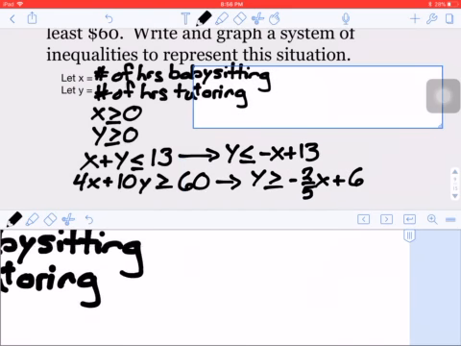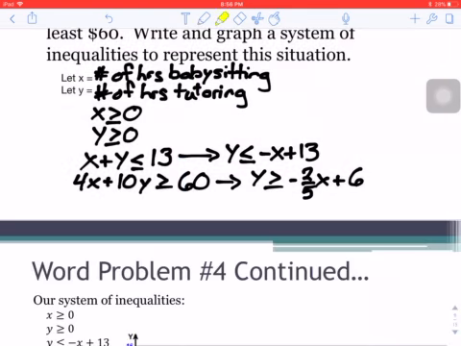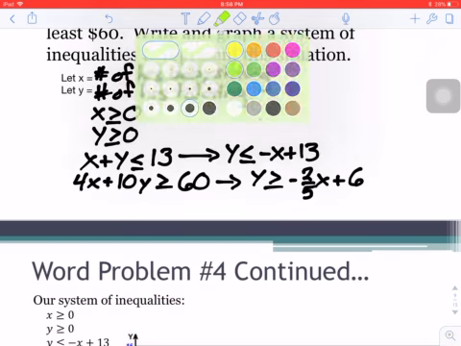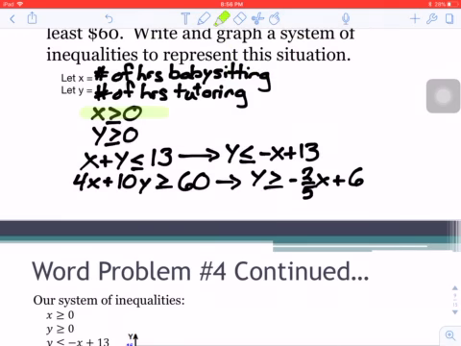Okay, so when we graph our system of inequalities, and again, I'll start with green, we're going to be graphing x is greater than or equal to 0, y is greater than or equal to 0. We'll also graph this guy, y is less than or equal to negative x plus 13, and also graph y is greater than or equal to negative 2/5 x plus 6. And so we'll take it to the graph now.